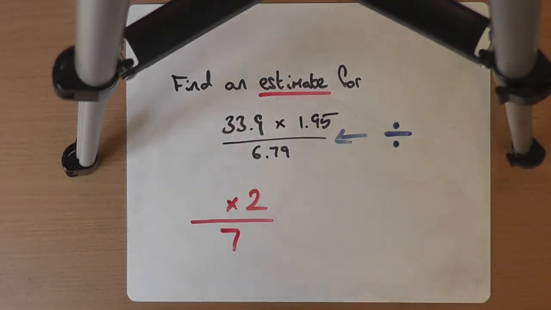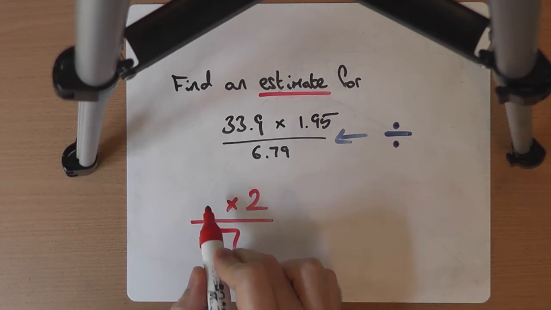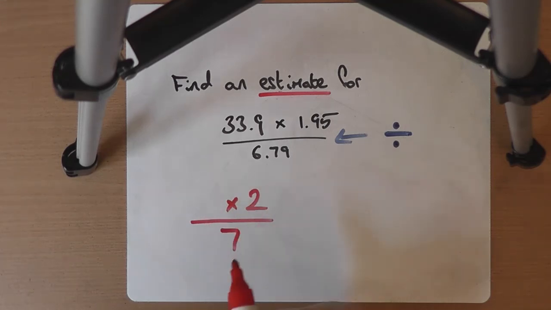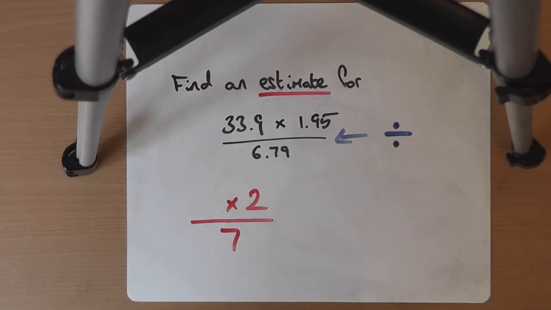So the 33.9, we're going to round that to something that's then going to be times by 2. Now, whatever we pick for the 33.9, timesing it by 2 will be reasonably easy to do. But then we're going to divide it by 7. So really, we could choose this very cleverly, so that when we times this by 2, we then get something that divides by 7. Now, that's okay because we're just giving a rough answer. We are finding an estimate.